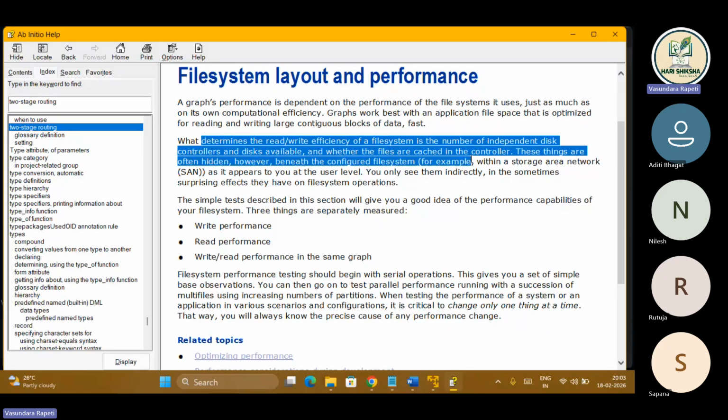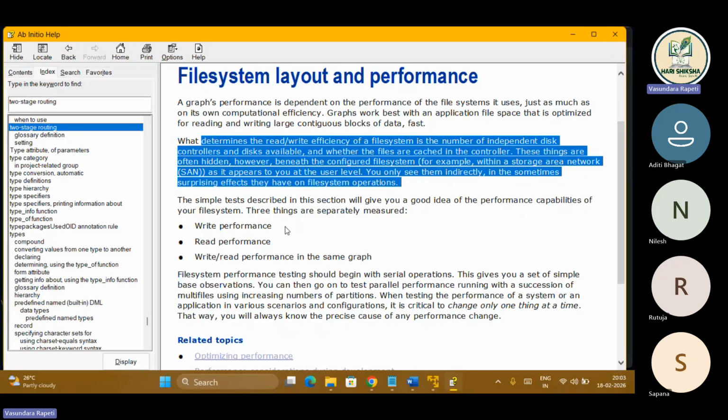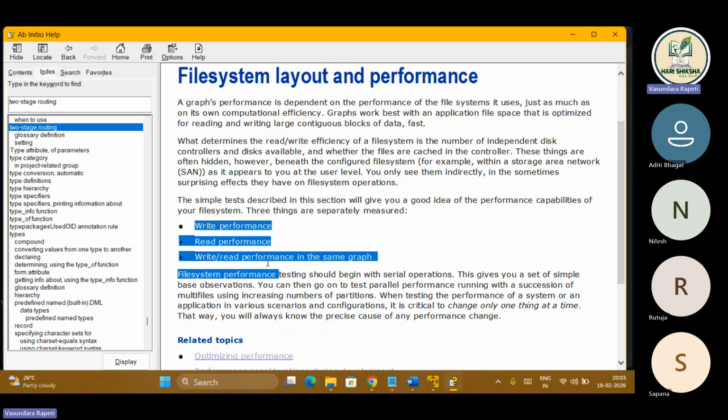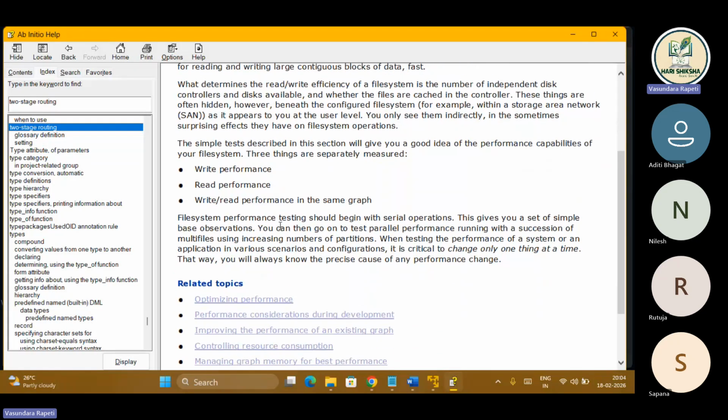However, beneath the configured file system, for example within a storage area network, it depends on many things. So the simple test described in this section will give a good idea of the performance capability of the file system. There are three things separately measured: write performance, read performance, and write and read performance in the same graph.